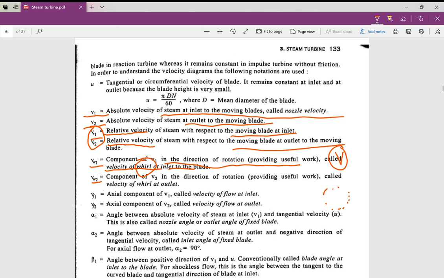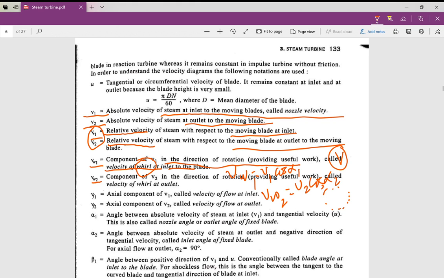In fact, we will see later this VW1 is nothing but V1 cos alpha 1. Similarly, VW2, that is V2 cos alpha 2. We will see later.